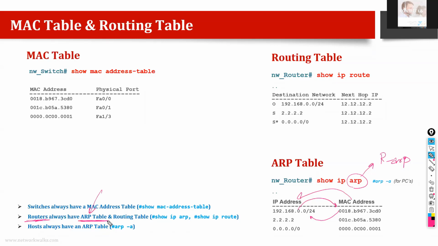This is very important for your interviews in future, these 3 points. Routers always have an ARP table and a routing table as well. So a router has 2 tables. One is the ARP table, which you can query using show ip arp, and then there is the routing table which we saw last weekend. It is called show ip route. Let me show you practically.